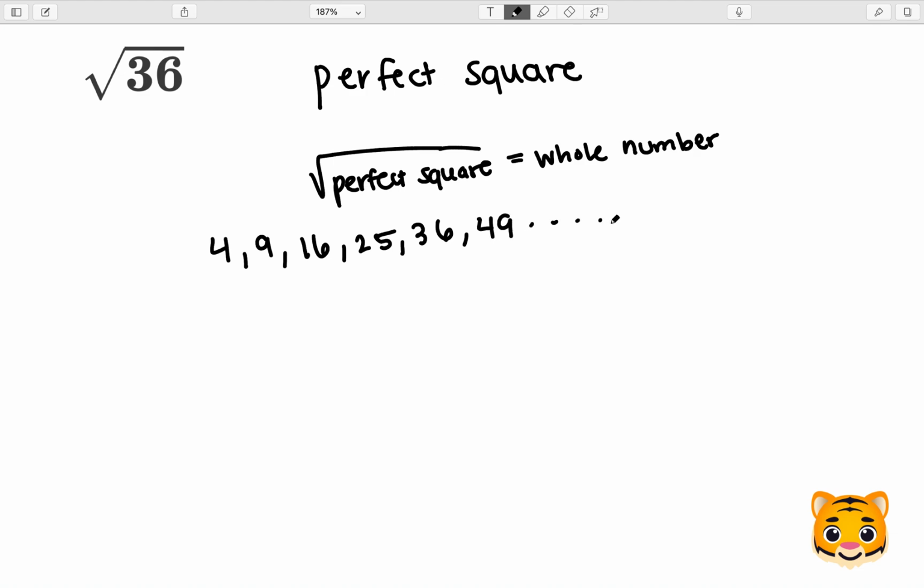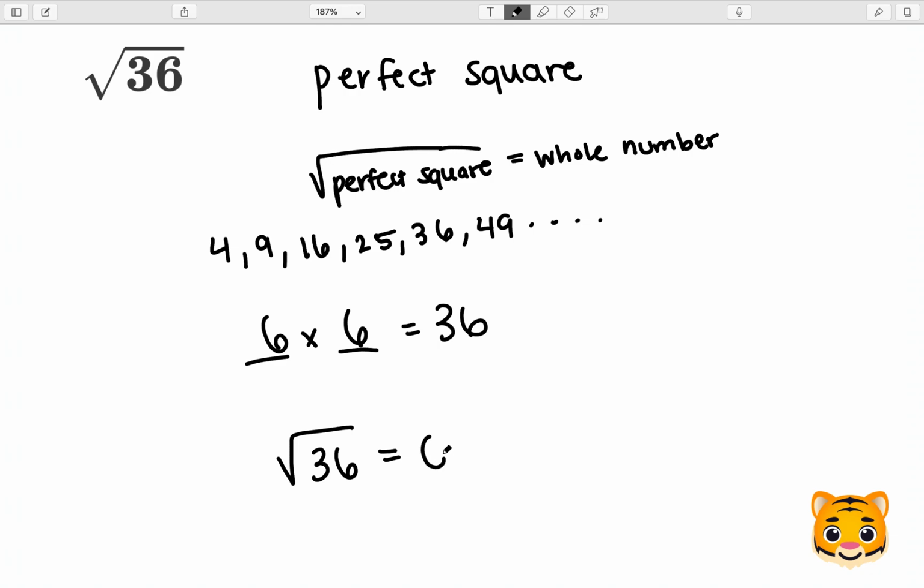However, to find the square root of 36, we want to figure out what number multiplied by itself equals 36. So what times itself equals 36? In this case, you can see that 6 times 6 gives you 36. Therefore, the square root of 36 is simply 6.